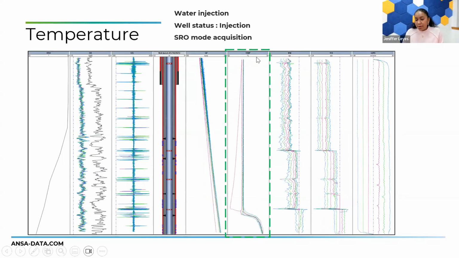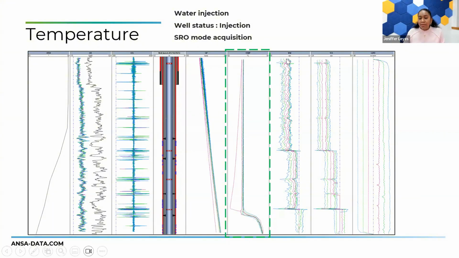So the next curve that we're going to look at is the temperature. It has been highlighted here in the green box. Basically, the temperature gives us a profile of the temperature of the system. It also helps us with the calculation of properties of the fluid downhole. It can be used for the determination of the production profile, and it can also give us an indication of small fluid entries through its derivative.